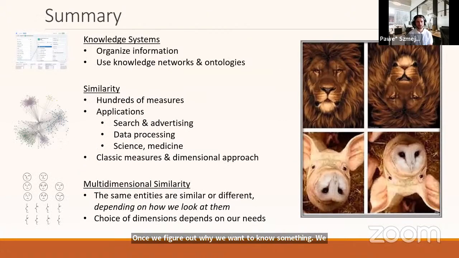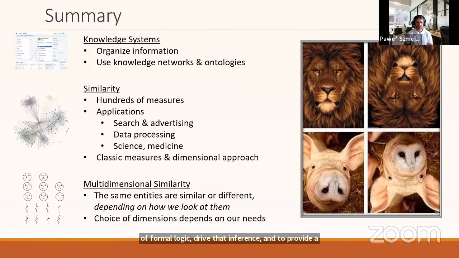So in summary, we have knowledge management systems, which are systems used in enterprise and social networks that organize information and let us perform reasoning, so producing new information from old information. We use knowledge networks and ontologies, usually based in some kind of formal logic, to drive that inference and to provide a schema for the data.